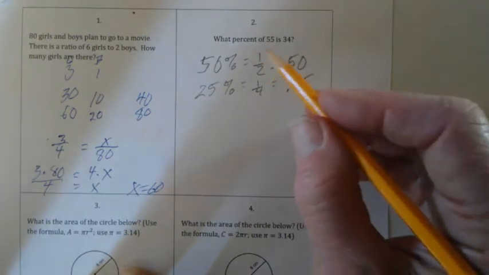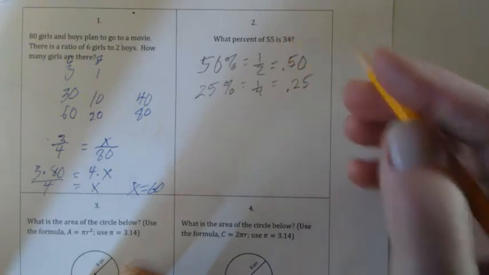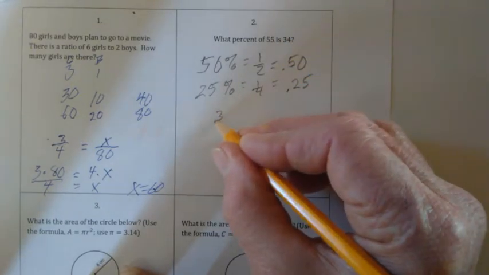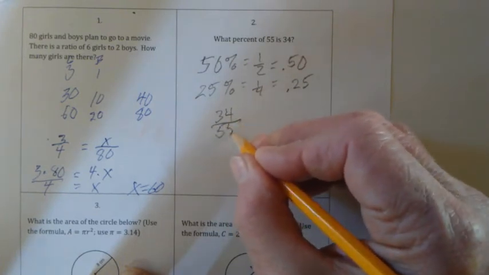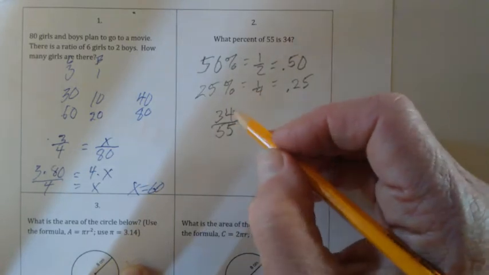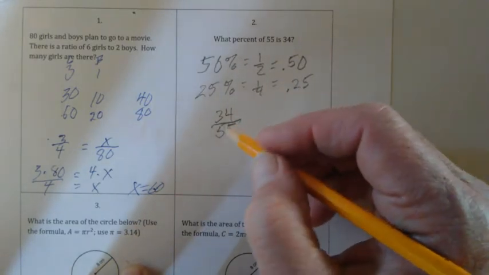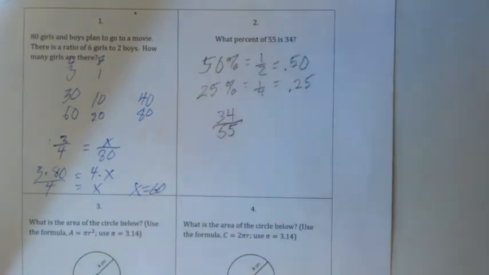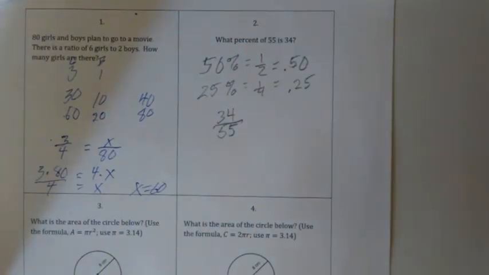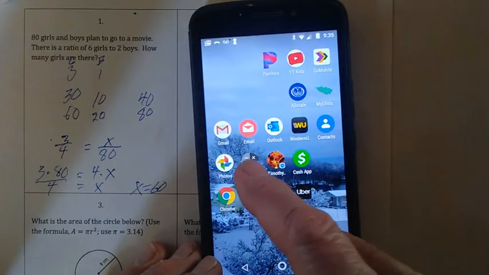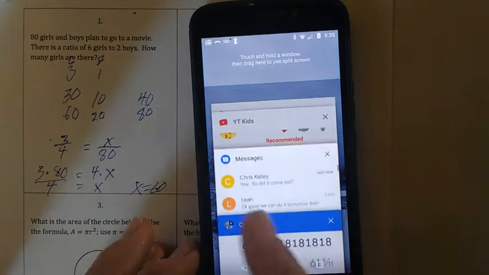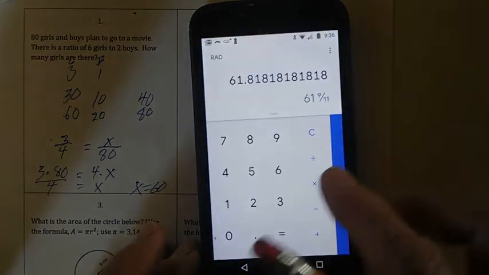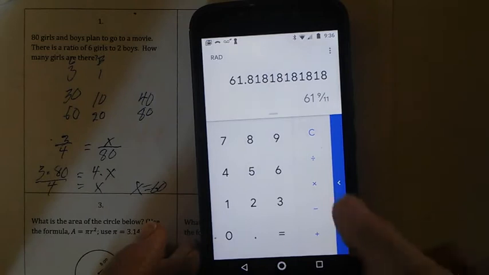But we're doing 34. What part of 55 is 34? So we take 34, put it on the top of a fraction, and 55 on the bottom. 34 55ths. That is a fraction, but it can also be changed to a decimal just by dividing. So I got my calculator here. I'll use my phone this time. Okay, I got my calculator. This is what I want, right? So I want 34. Well, let me clear this.